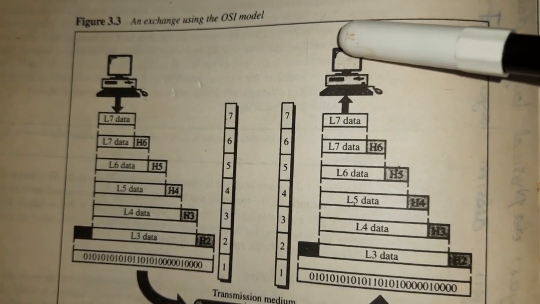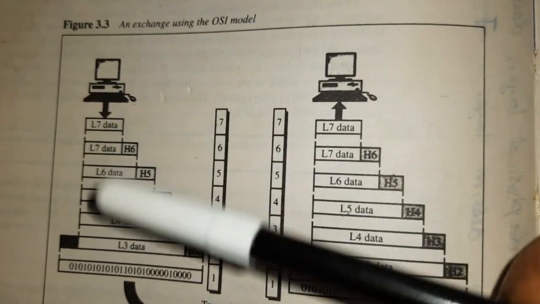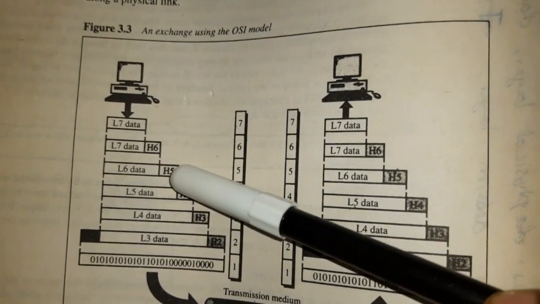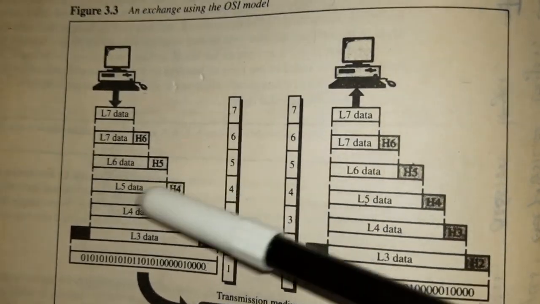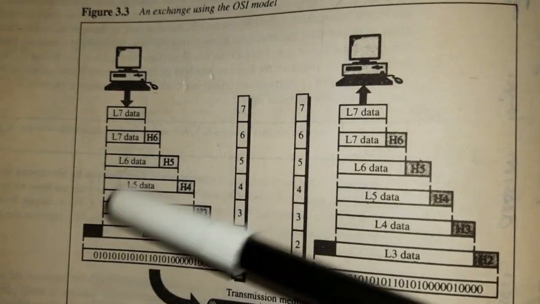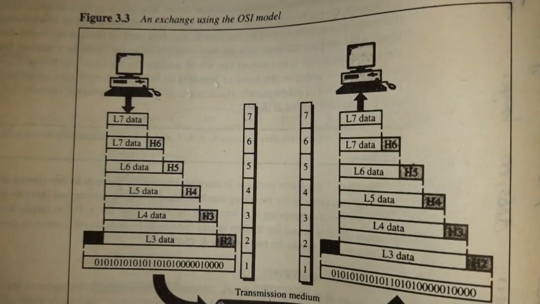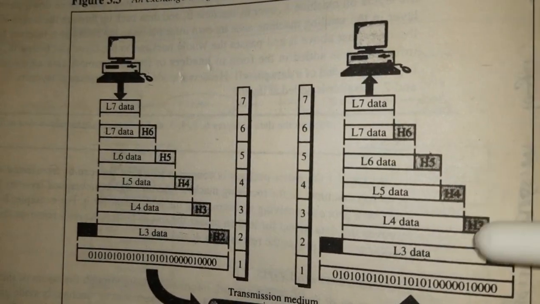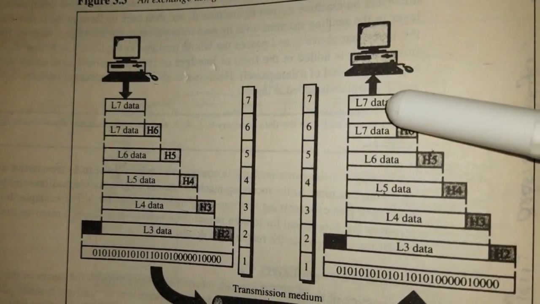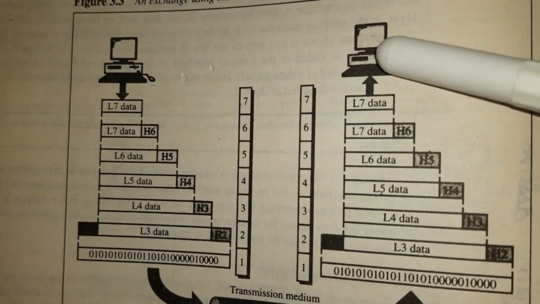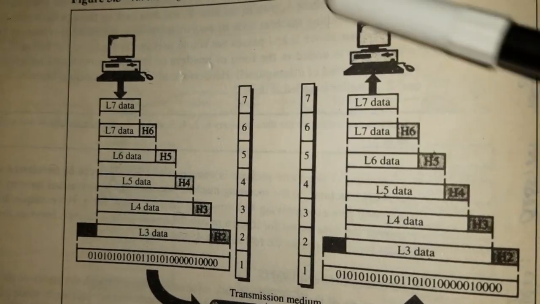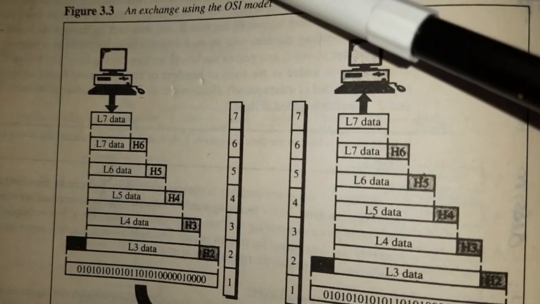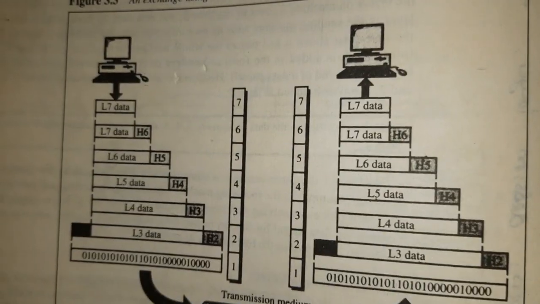So this is the exchange of data using the OSI model. First we get the data and add a header in each layer, and in layer 2 we add the trailer also. This data is transmitted using the transmission medium and received here, where we remove the headers and get the data, and this system receives the data. So this is the exchange of data from one device to another device using the OSI model.